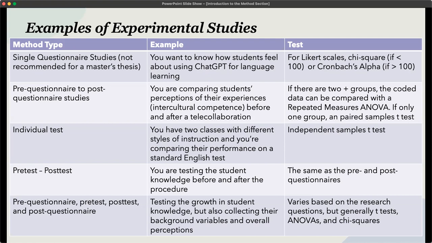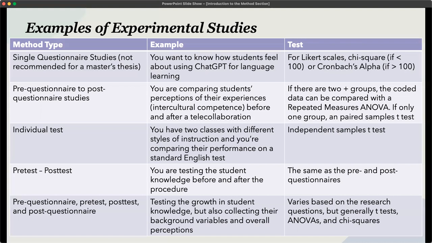For this type of study, as an example, you want to know how students feel about using ChatGPT in language learning. The test is usually going to use Likert scales. If you have less than 100 participants, you would analyze this with a chi-square. If you have greater than 100 participants, you could use Cronbach's alpha or Krippendorff's alpha.